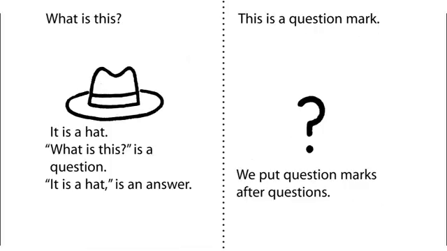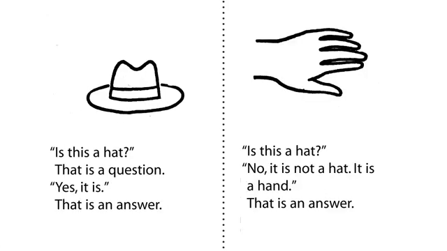What is this? It is a hat. What is this? is a question. It is a hat is an answer. This is a question mark. We put question marks after questions. Is this a hat? That is the question. Yes, it is. That is an answer. Is this a hat? No, it is not a hat. It is a hand. That is an answer.